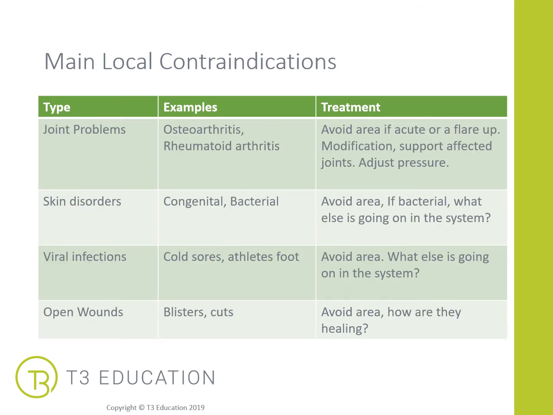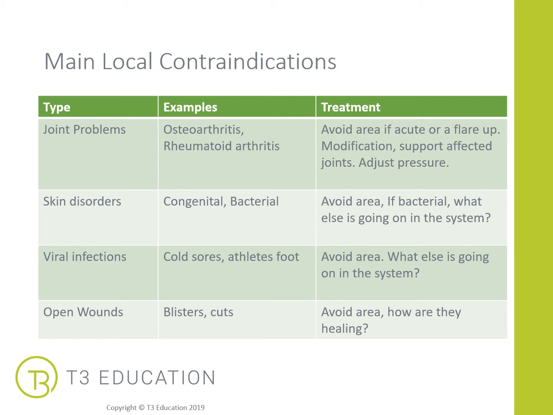The next local contraindication are joint problems such as osteoarthritis or rheumatoid arthritis. Again, you've got a lot more information about the pathology of these in your anatomy and physiology modules. But in terms of treatment, you want to avoid the area if it's acute or there is a flare-up from the rheumatoid arthritis. You need to think about extra pillows and bolsters to modify and support certain affected joints. And again, adjust your massage pressure so it's comfortable for the client.